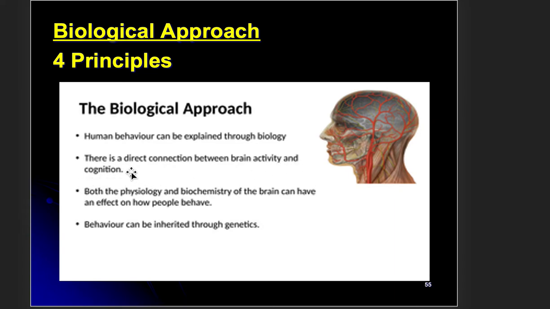Next is that there is a direct connection between brain activity and cognition. Meaning, the signal is very loud and clear. So, brain activity and cognition. By the way, what is cognition, class? Cognition is our thinking, our analyzing of the situation. How do we perceive an object? How do we perceive human behavior? What do we see, and how do we analyze it?